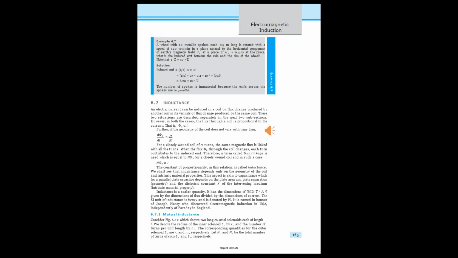Mutual inductance. Consider figure 6.12, which shows two long coaxial solenoids each of length L. We denote the radius of the inner solenoid S1 by R1 and the number of turns per unit length by n1. The corresponding quantities for the outer solenoid S2 are R2 and n2, respectively. Let N1 and N2 be the total number of turns of coils S1 and S2, respectively.